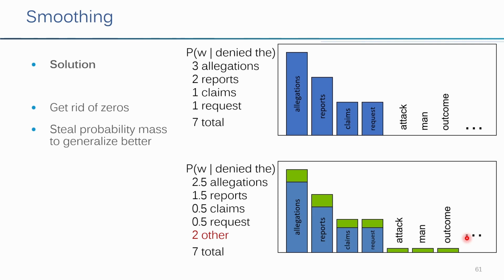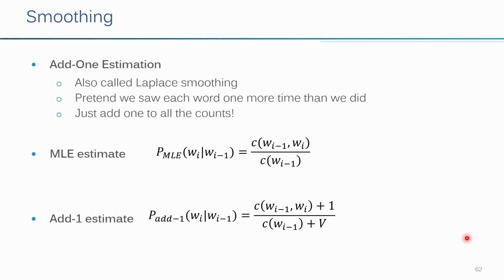Okay, and then a couple of ways to do this. Add-one estimation, or Laplace smoothing, which is pretty much adding 1 to every single word that we have. It doesn't matter if we have a bunch of them or none of them, we simply add 1, and this by itself will already get rid of a bunch of zeros that we had before.